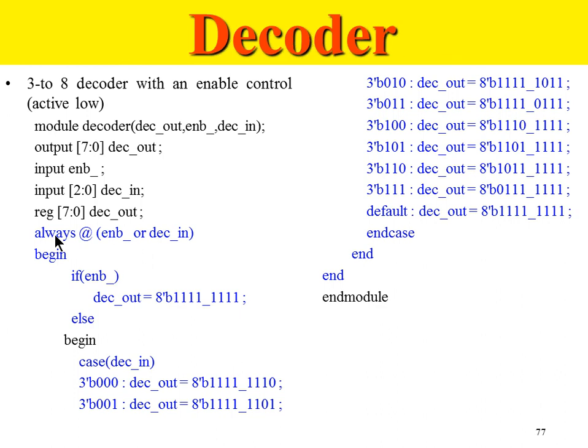Okay, so I'll explain. 3 to 8 decoder. See, when you have a decoder, there are no select lines. Select lines are involved for multiplexer and demultiplexer. When you talk about an encoder or decoder, there are no select lines. In this case, it's a decoder. So a 3 to 8 decoder has 3 inputs and 8 outputs. The 3 inputs are binary inputs.